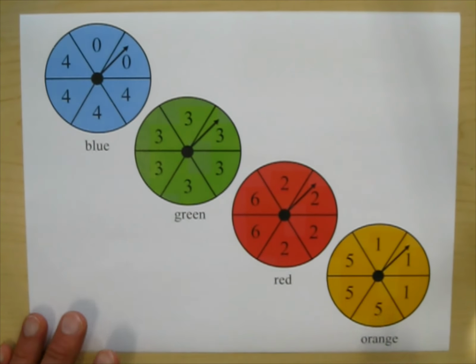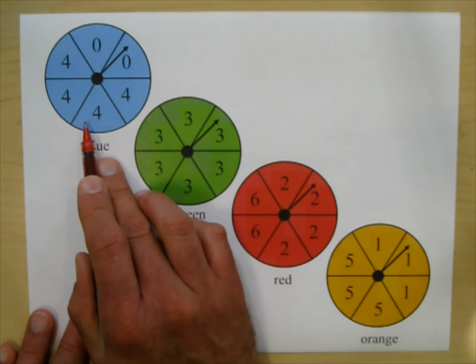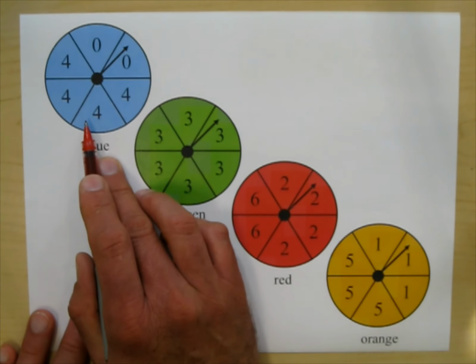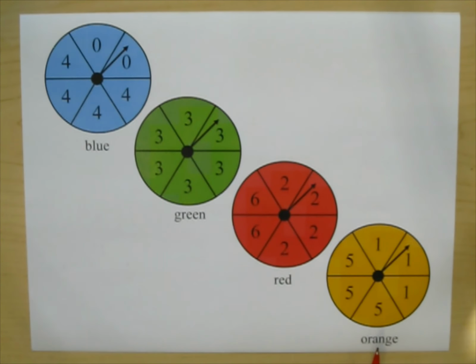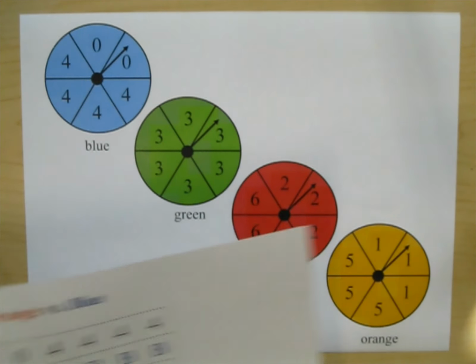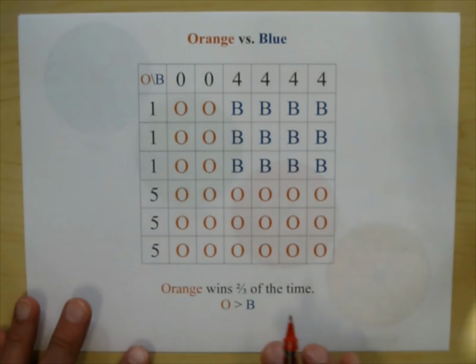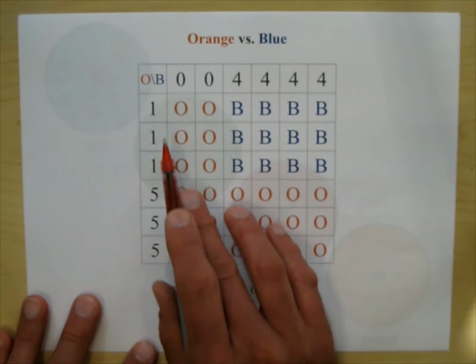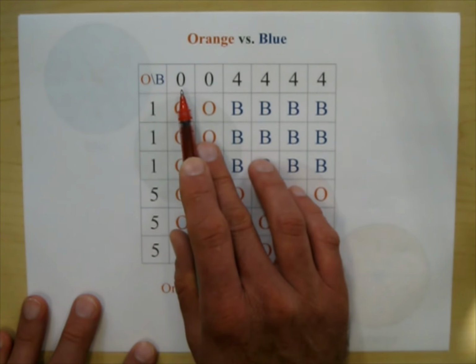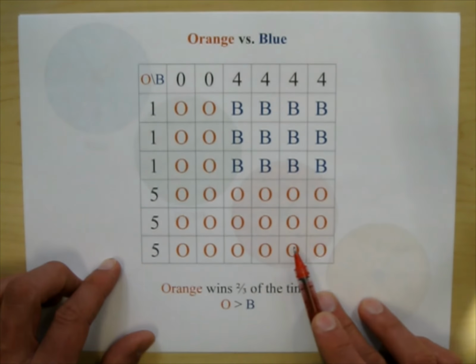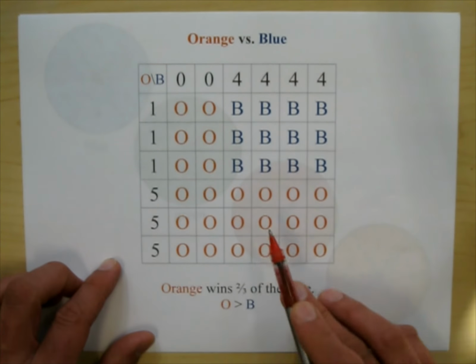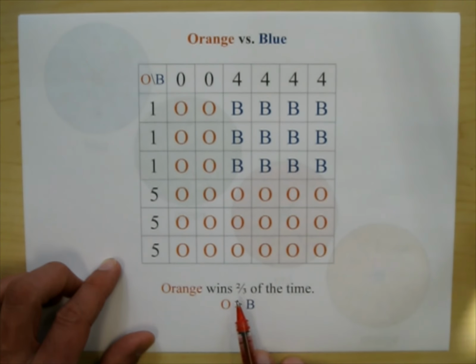So the deal is, if you stop right there, you might say, okay, I want the blue one, and I don't care what the other person gets because we figured out that blue was the greatest. Now I'm going to compare blue with orange. Look what happens. Here's orange, 1, 1, 1, 5, 5, 5, and here's blue, 0, 0, 4, 4, 4, 4. So we have this, and when blue plays against orange, orange actually is better. Orange wins 2/3 of the time. So orange is greater than blue.